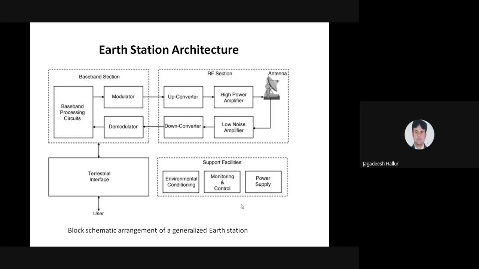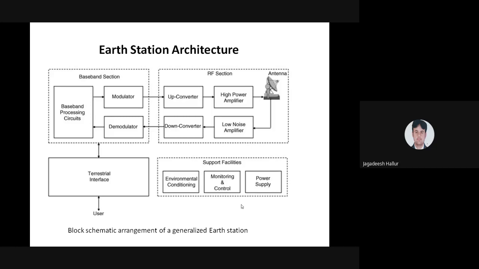What is the function of the low noise amplifier? It removes the noise present in the signal. Not 100% of the noise is removed; almost all of it is, but 0.99% of the noise remains in the signal. Without noise, we can't receive the signal. And that noise-reduced signal is given to the down converter.